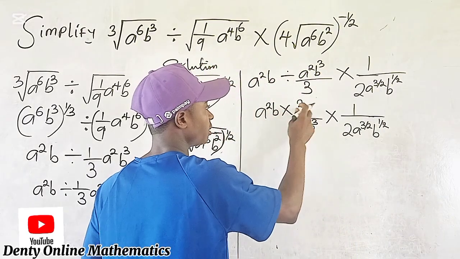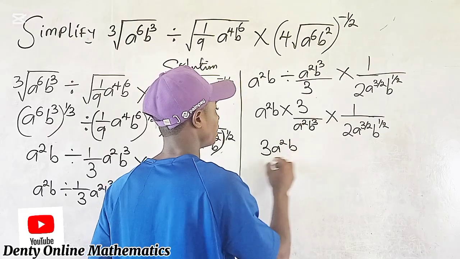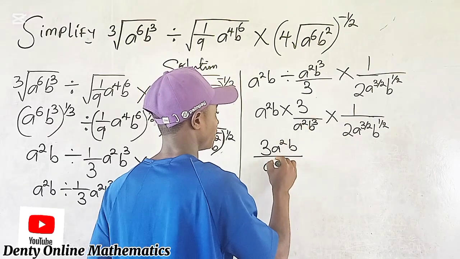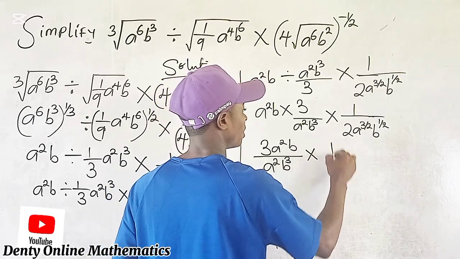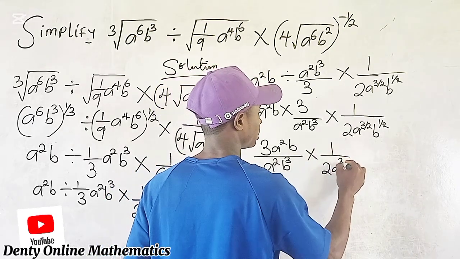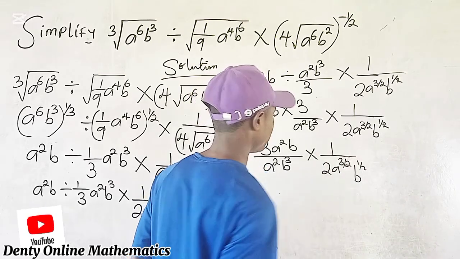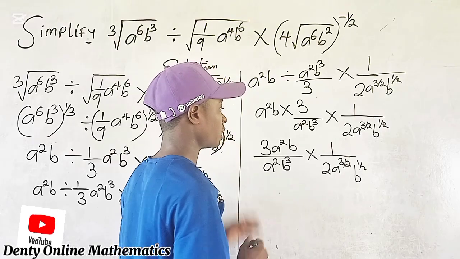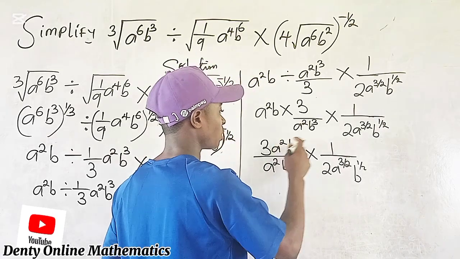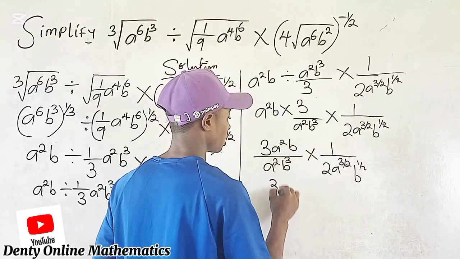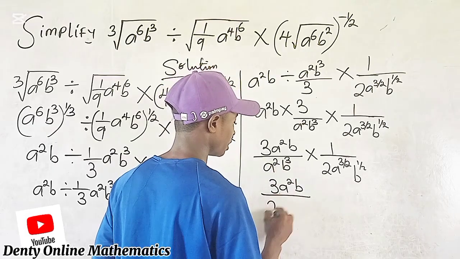Now a squared b times 3 will give us 3a squared b divided by a squared b cubed. Now multiplied by 1 all over 2a power 3 over 2 multiplied by b power half. Now you see, so what I'm going to do now, I'm going to do a straightforward multiplication. So 3a squared b times 1 will give me 3a squared b divided by, let me bring down this 2.